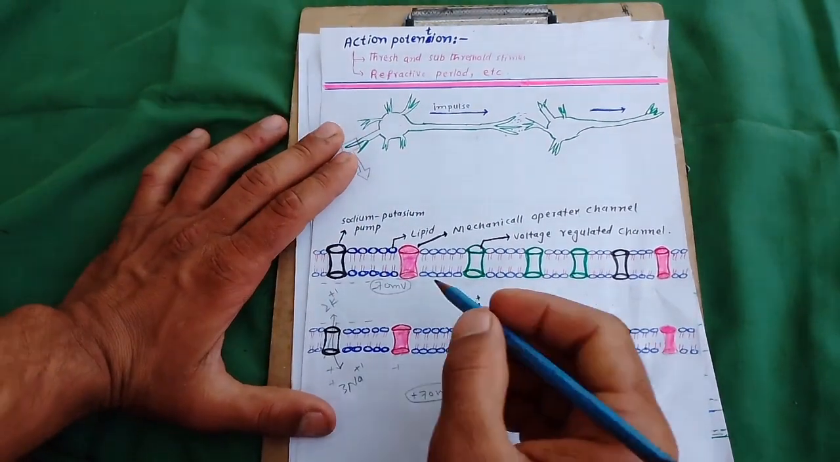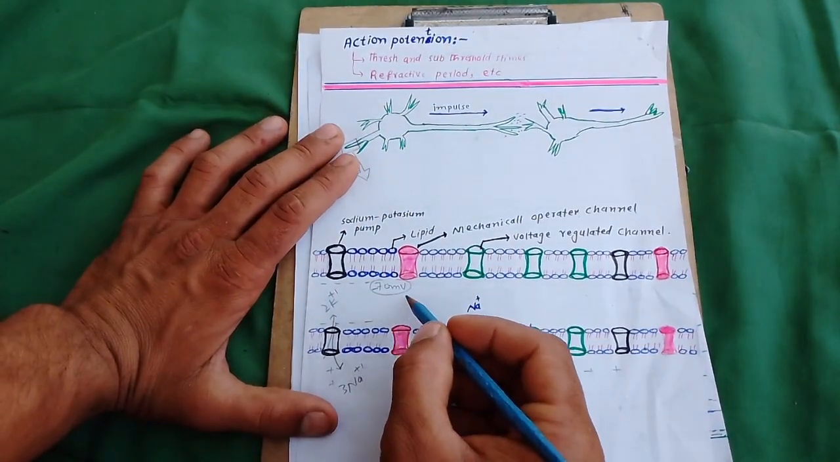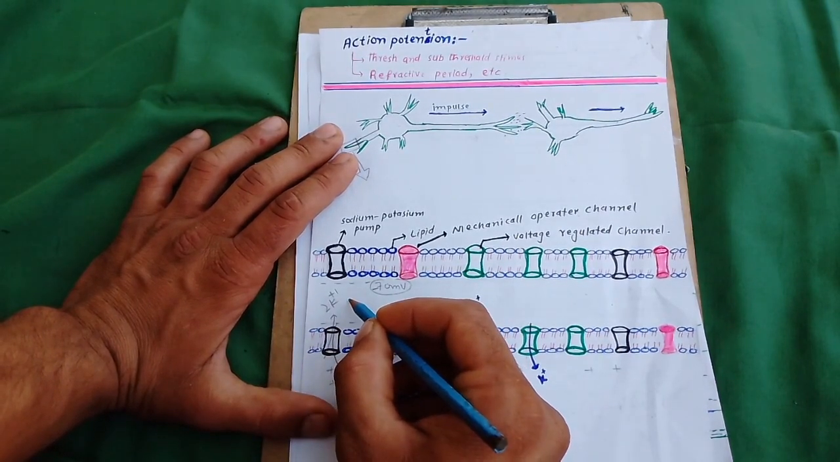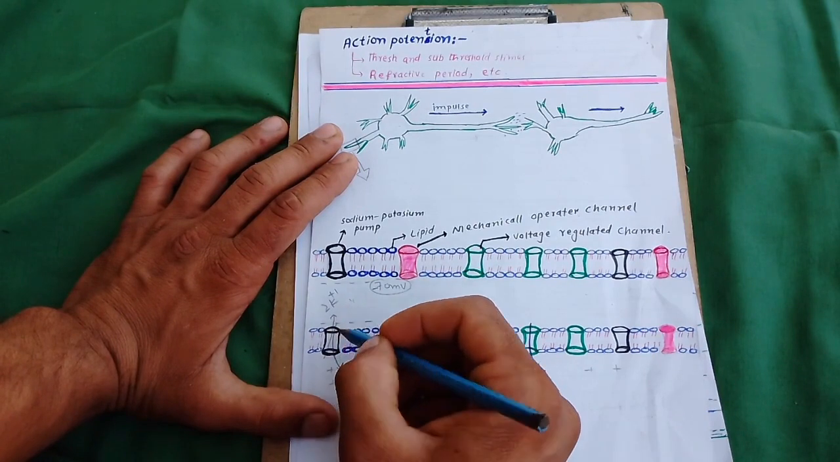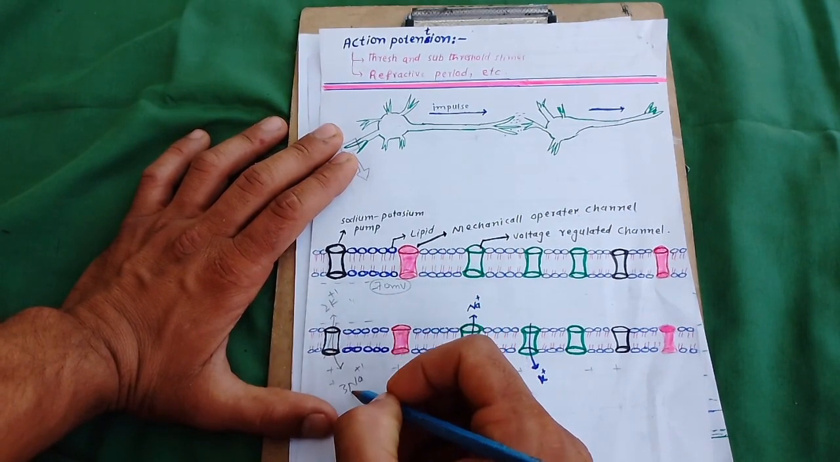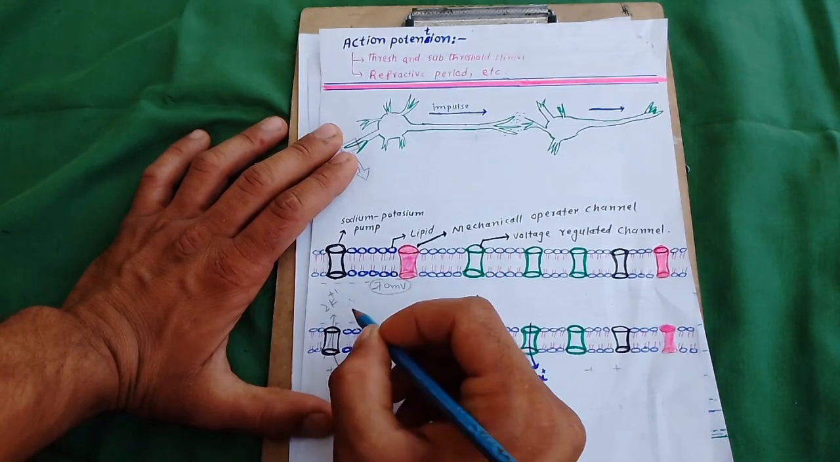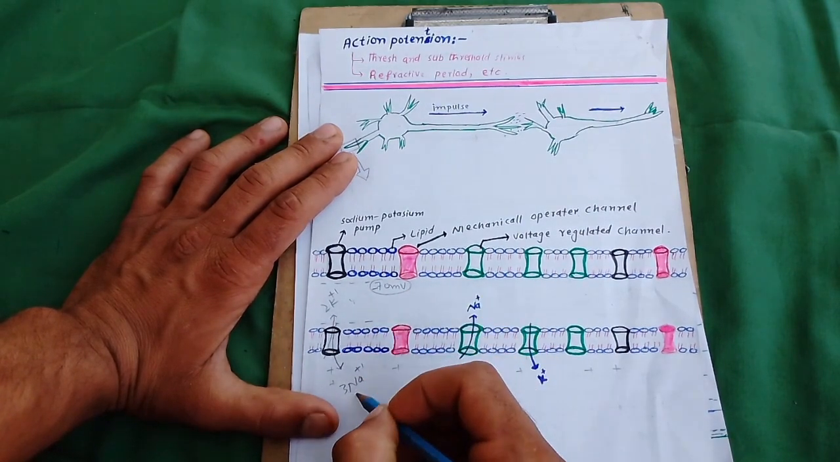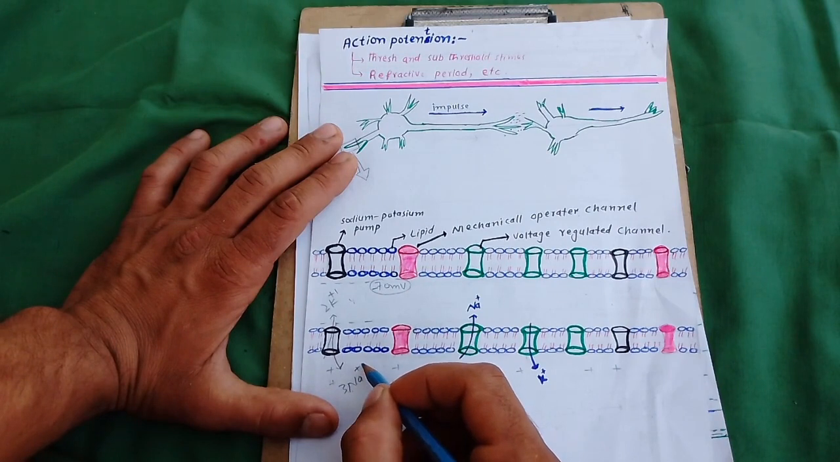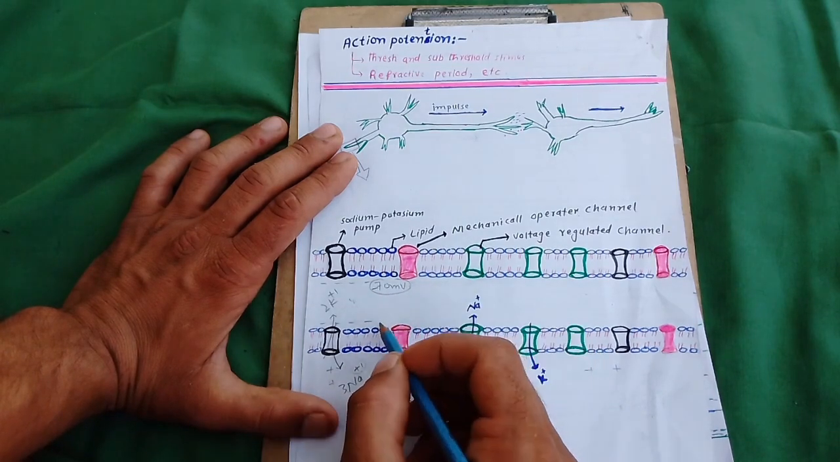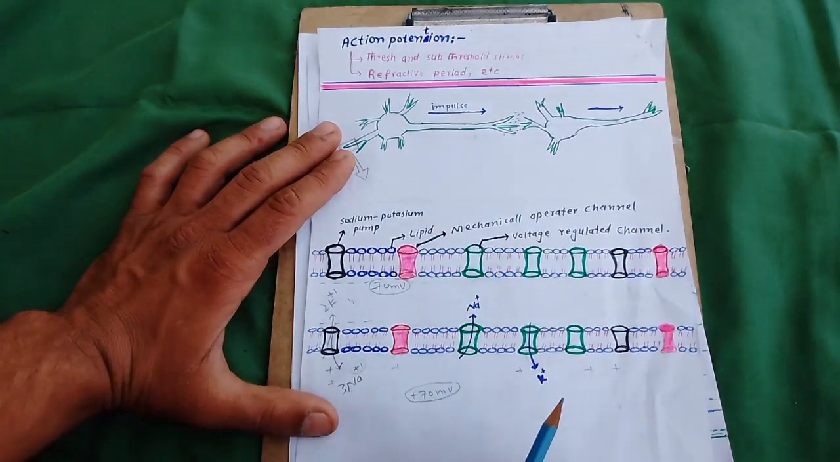So the net charge inside is negative. Suppose one cycle pumps two potassium and three sodium, two cycles pump four potassium and six sodium. So there are four potassium inside and six sodium outside, so six positive charges outside and four positive charges inside. So this area becomes negative while this area becomes positive.